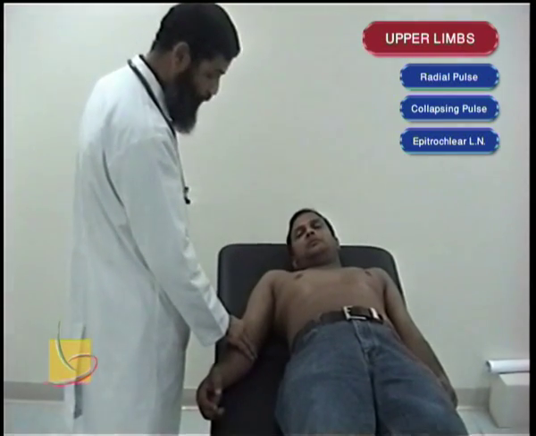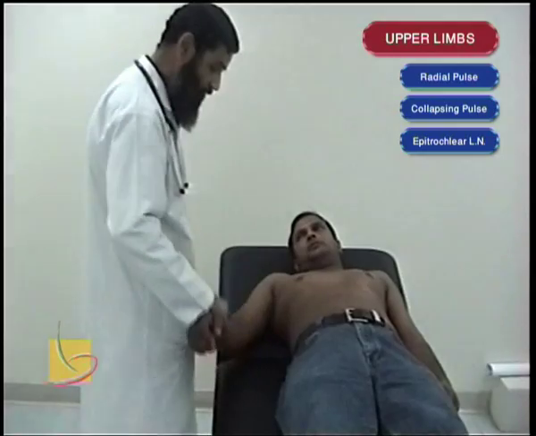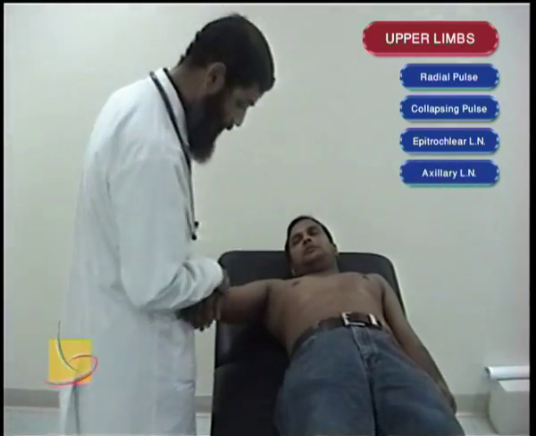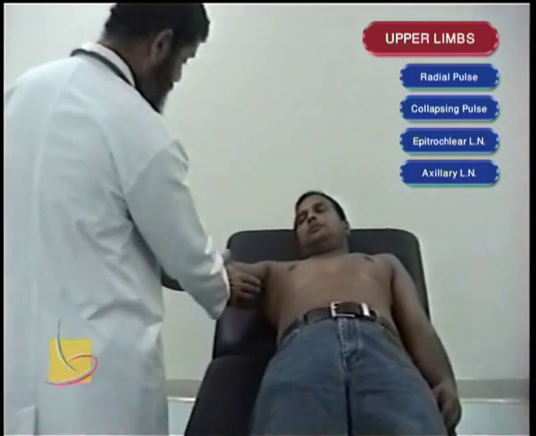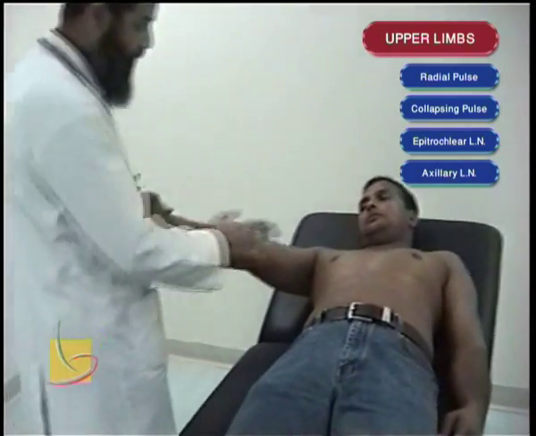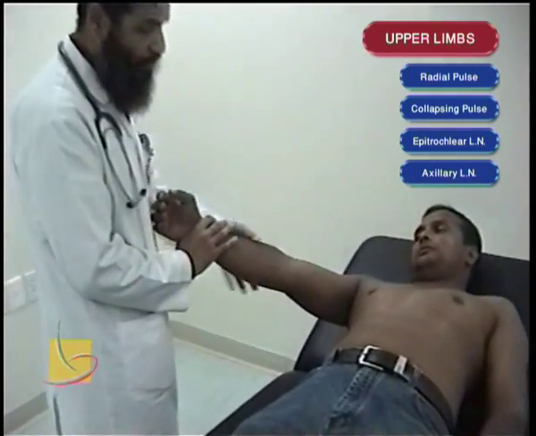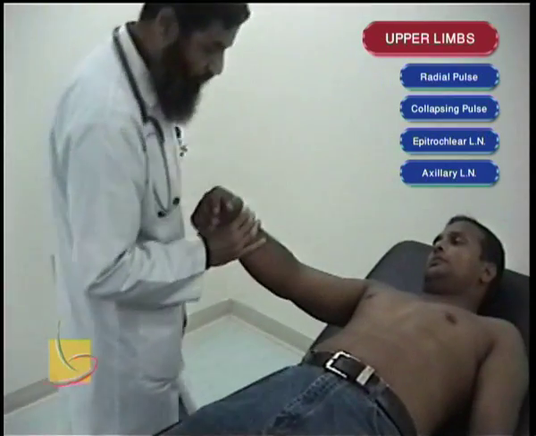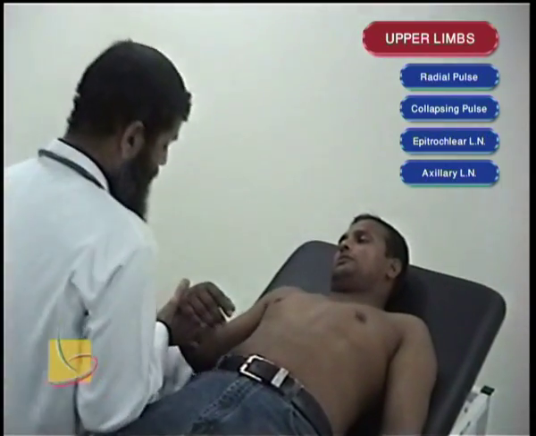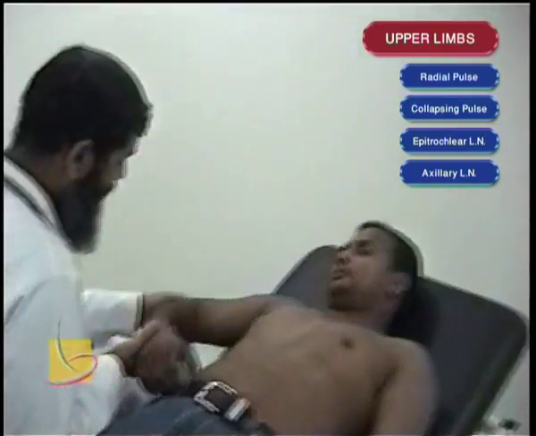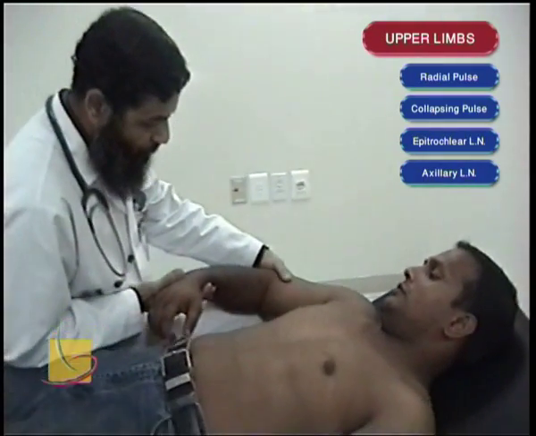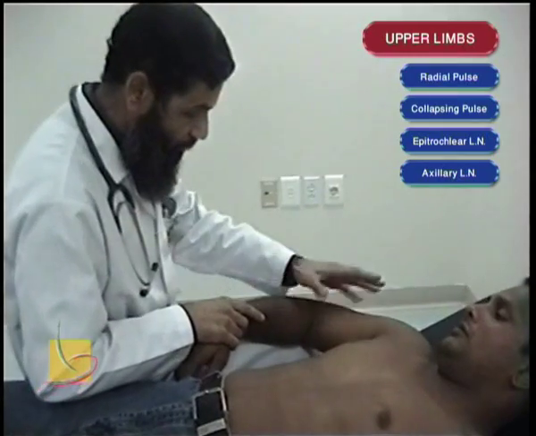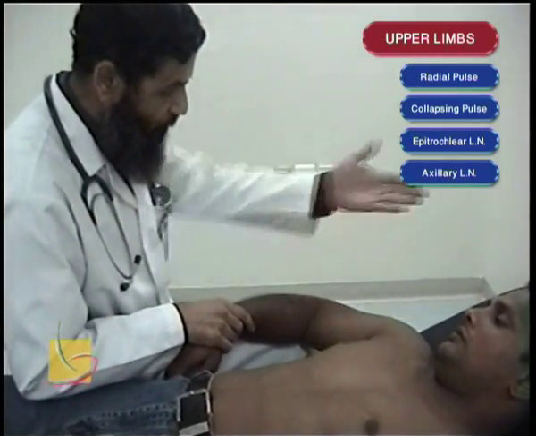Epitrochlear lymph nodes, then you move to the axillary lymph nodes. In order to check for axillary lymph nodes, remember that this is the right side. So you check the right axilla by the left hand and vice versa. And you have to be relaxed, you have to sit by the patient and make sure that he is relaxing his arm, not stretching it. And this is the right side, so you feel by the left.